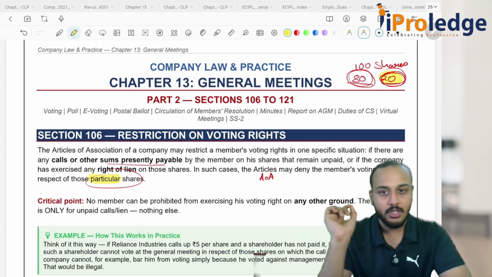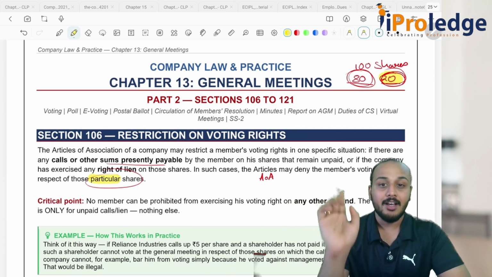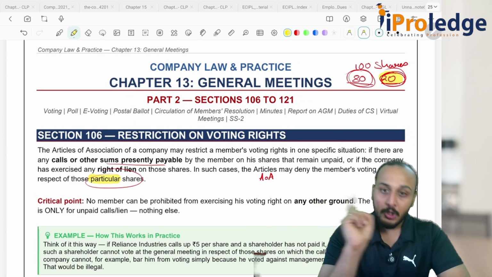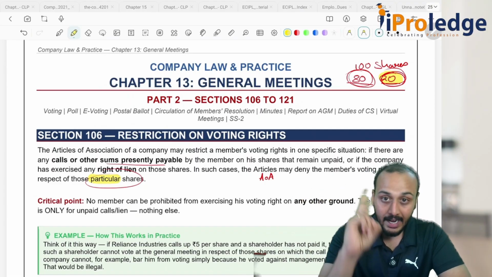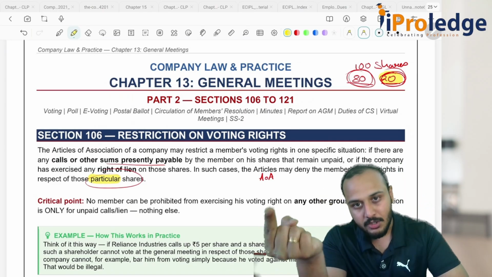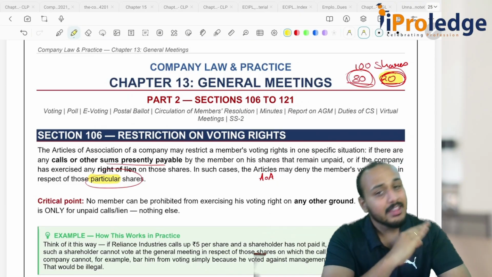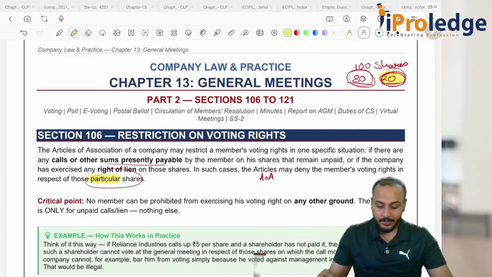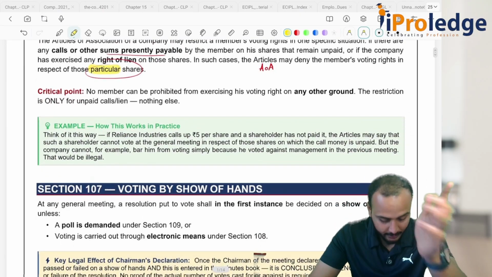And when they have chosen that option, if the shareholder is supposed to pay and he has not paid, then restriction on voting rights will come. Two conditions. One, articles of association should authorize it, and the restriction will be only on those particular shares on which you were supposed to make the payment. And the second scenario is the company has exercised right of lien. That's it. That is section 106. And there can be no other ground for this restriction.